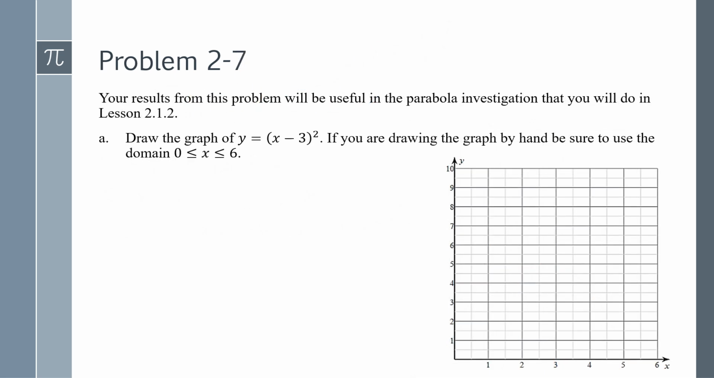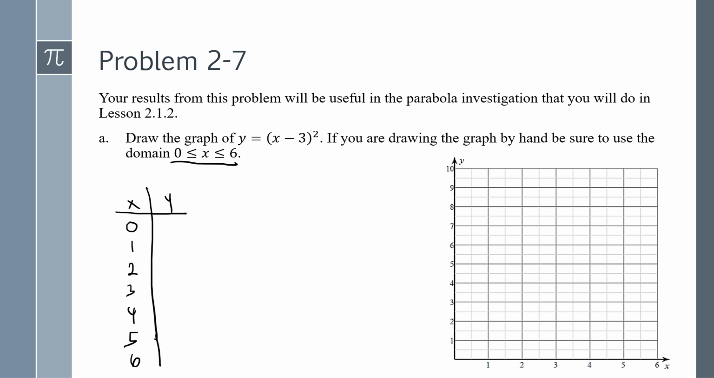Okay, 2-7. We're going to use the results from this problem to help us with our investigation in lesson 2.12. So we really want to understand this problem. We're going to draw a graph of y equals (x minus 3) squared. Doing it by hand, we want to only use the domain of values of x between 0 and 6. You can see on my graph, I only have 0 through 6 on my x-axis. So we're going to make a table: 0, 1, 2, 3, 4, 5, and 6.